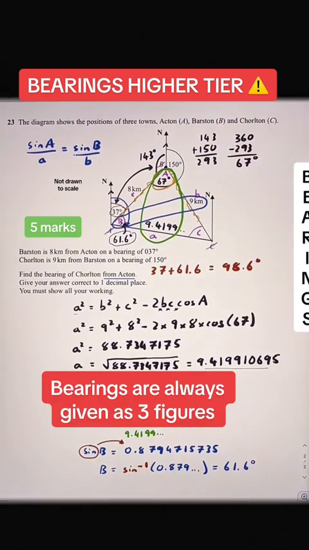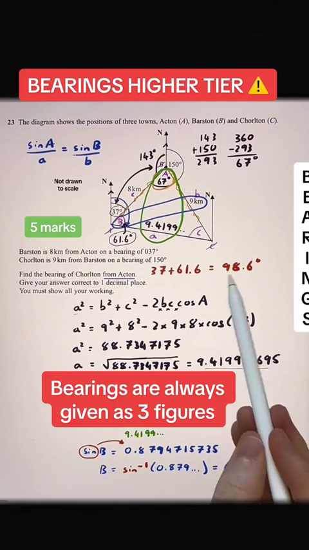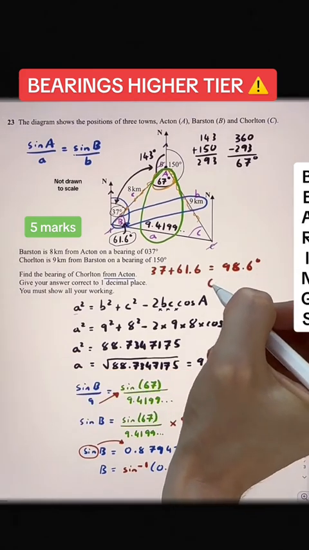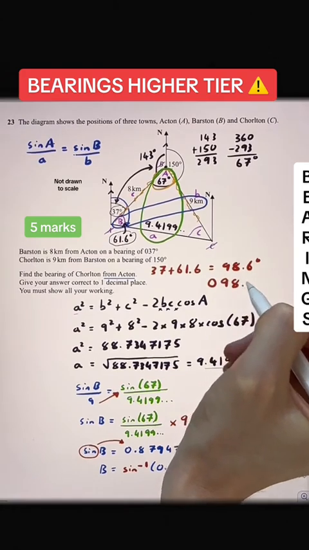But a bearing is always given with three figures before the decimal point. So if the bearing is less than 100, it will start with 0. If it's less than 10, it'll be like 007. So as it's less than 100, it's going to start with 0. So it's going to be 098.6 degrees.